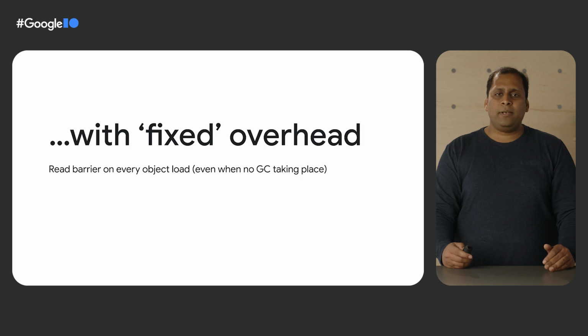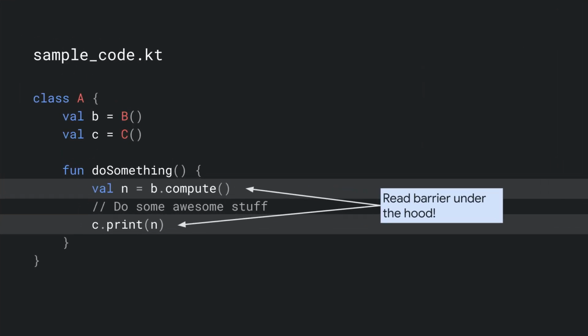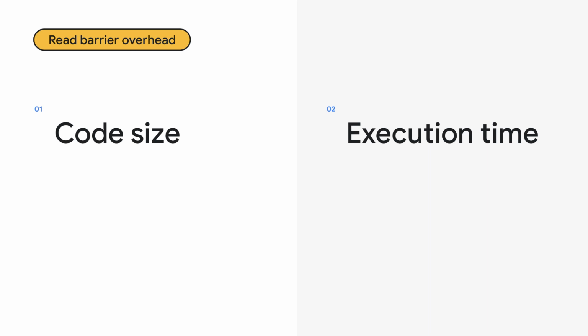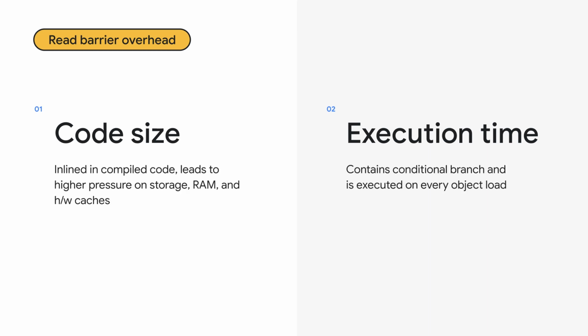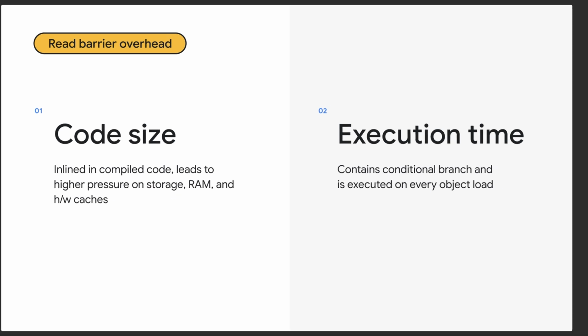To give you an example, here's a quick sample. In this case, the doSomething function, which is accessing objects B and C, would require running the read barriers under the hood on both of these lines. This overhead is both in terms of code size as well as execution time. Code size gets increased because the read barrier is inlined into the compiled code by the ART compiler for performance reasons.